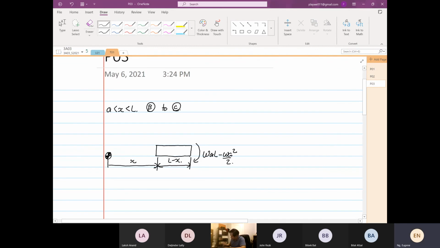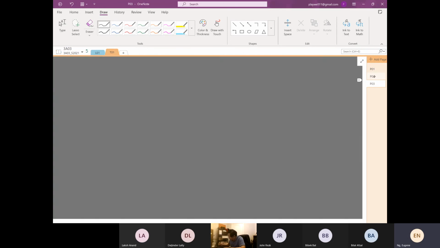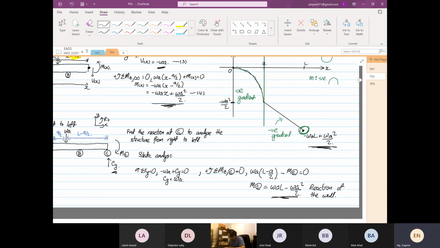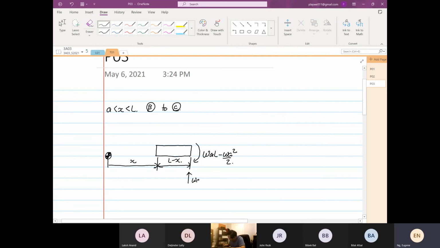Right? And then we have a reaction down here. The reaction down there is equal to what? Omega A. Okay, omega A. Then we assume what? Positive shear. So V as a function of X, moment as a function of X.